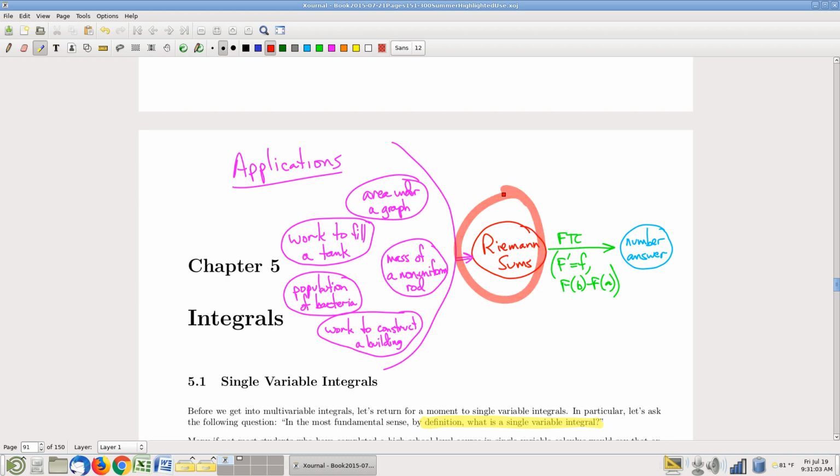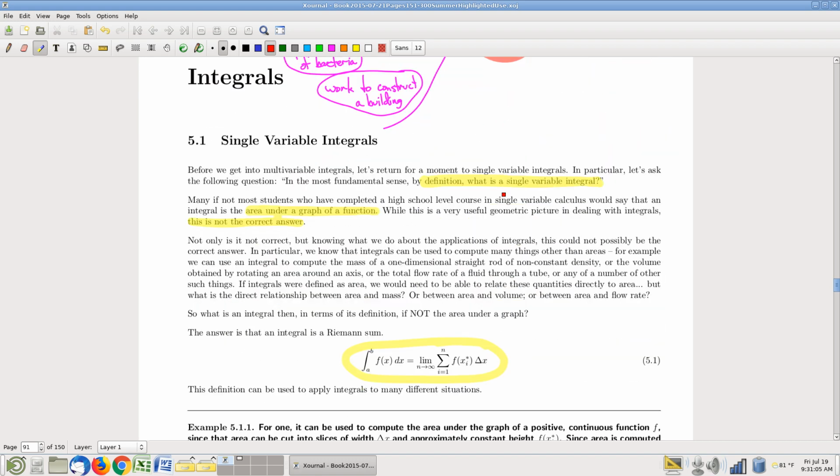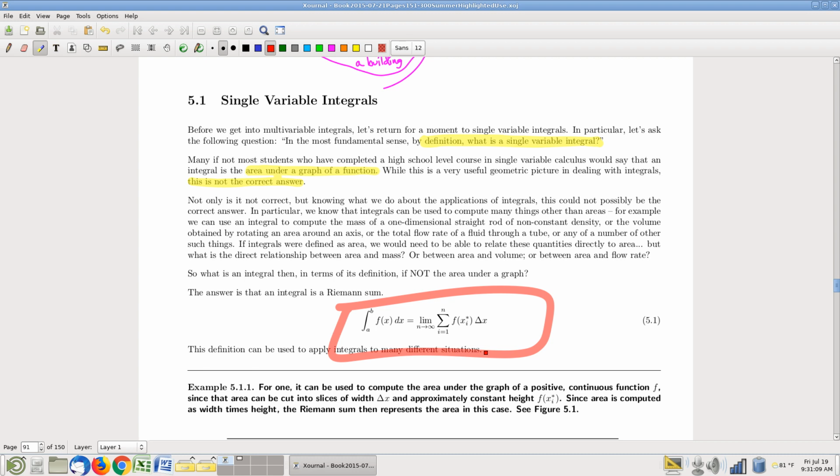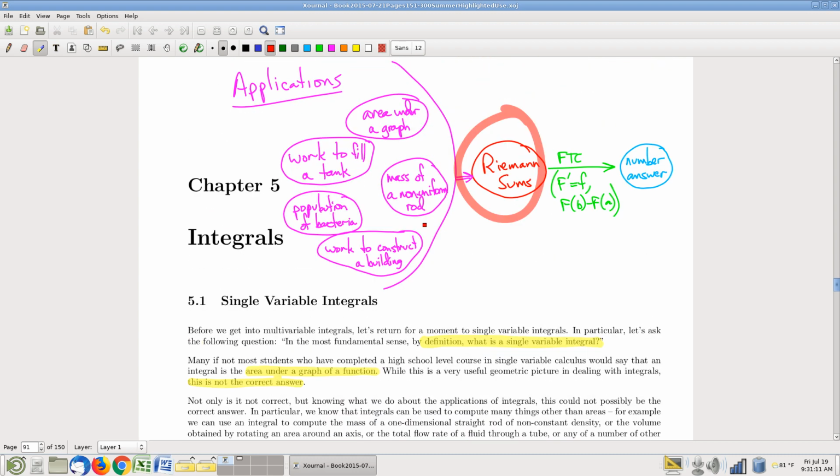Well, it's a Riemann sum. It's this thing right here. And that's fundamentally what an integral is, and that's important so that we can have a foot in the door for all of these other applications. I mean, area under a graph is nice and all, but mostly it's the other applications that make the fundamental theorem of calculus so valuable to applied fields. And then once you have a Riemann sum, aka an integral, the fundamental theorem of calculus is what allows you to compute it.